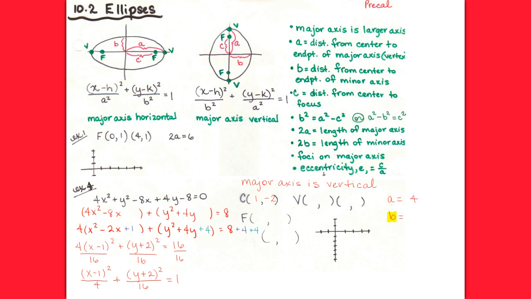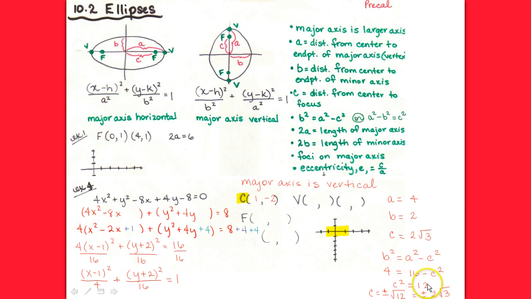4. And we've got b squared under x squared, so if we come down here, we've got 4 under x squared, so what's our b value going to be? 2. And to find c, I could use the equation up here that equates a, b, and c. So I could say, okay, if b squared is equal to a squared minus c squared, I know b squared is 4 and a squared is 16, so I can solve for c squared.